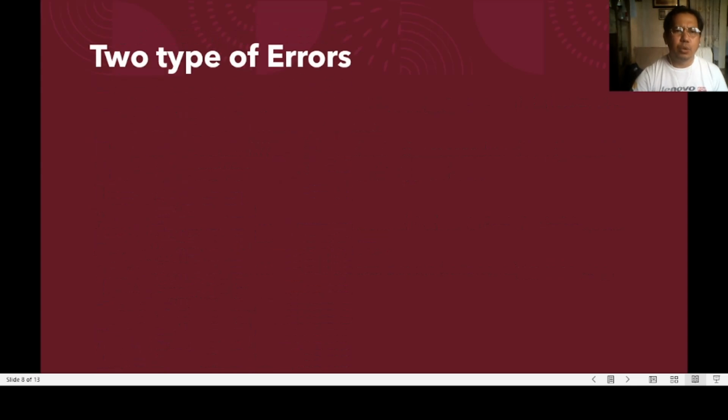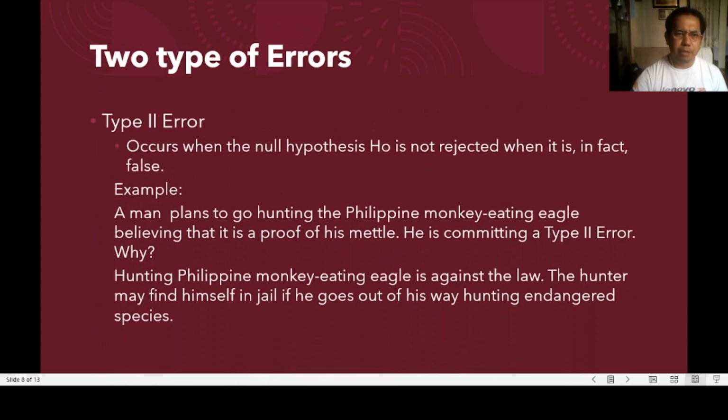Another one here is type 2 error. It occurs when the null hypothesis is not rejected when it is in fact false, meaning the null hypothesis is really a false statement, but you did not reject that statement. So that is the meaning of the type 2 error.